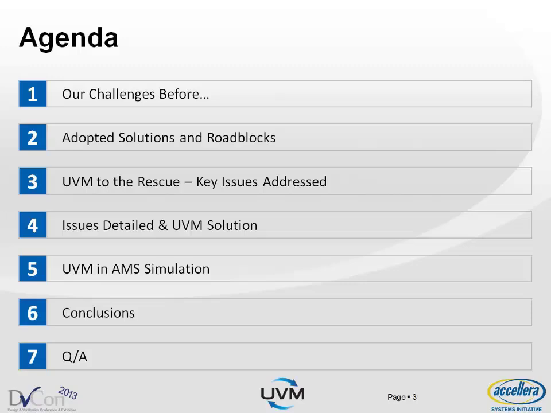So what I'll be talking about today is what our challenges were before we started implementing any available solutions from the industry. This is going back several years. How we actually used the adopted solutions, and even using those adopted solutions, we had roadblocks. I will talk about some key issues that were addressed and how we used UVM to address those issues, and I will go into details of those. One of the interesting things that we have gained leverage from UVM is an AMS simulation environment. And then I will give some conclusions and give opportunity for questions and answers.